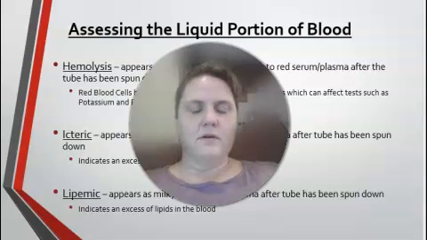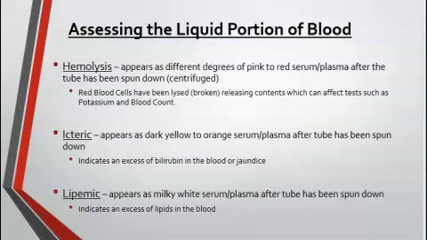Welcome back to the third and final part of the Venipuncture collection lecture for MLT 110. Let's talk about assessing the liquid portion of the blood after your blood tubes have been spun down in your centrifuge. We've mentioned each one of these a little bit, but let's talk about each one more in detail. We're talking about hemolysis, icteric, and lipemic specimens.